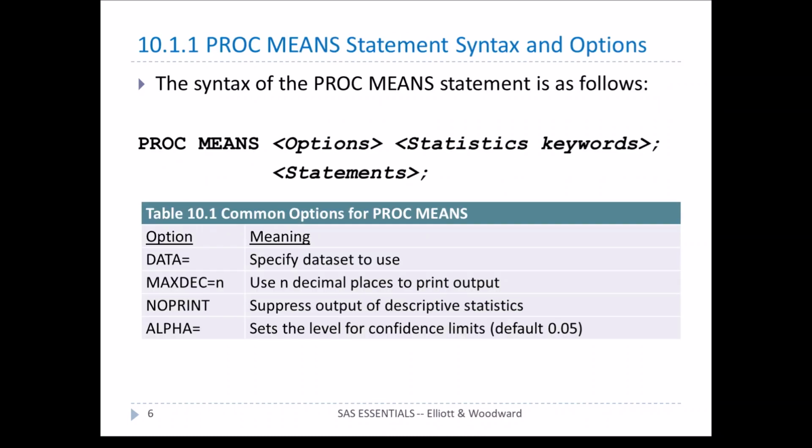So the syntax of PROC MEANS is as follows, and we've seen sort of how this works before. We say PROC MEANS, and then we have options, and then we have statistical keywords. Those are all optional things that we can include in the PROC MEANS, and then they have a semicolon followed by statements. So again, we have options before the semicolon, then statements after the semicolon. Typical options would include DATA= a data set name, MAXDEC= some value to control the number of decimal places, NOPRINT to suppress output, maybe because we're going to just use PROC MEANS to create another data set, and ALPHA= to define our alpha level for confidence limits.